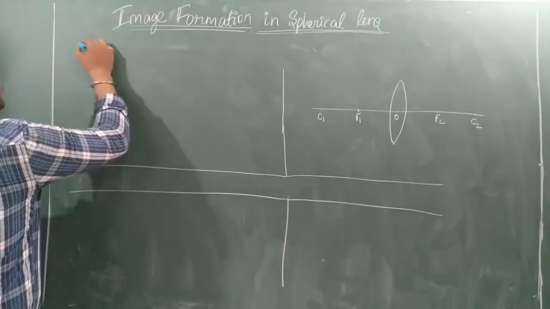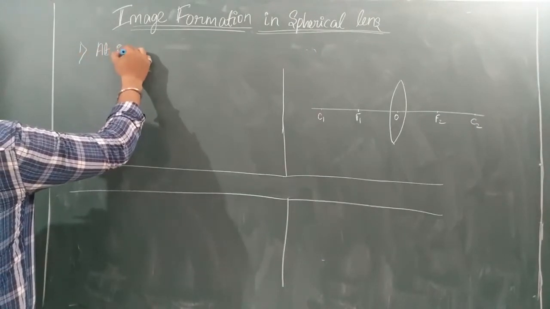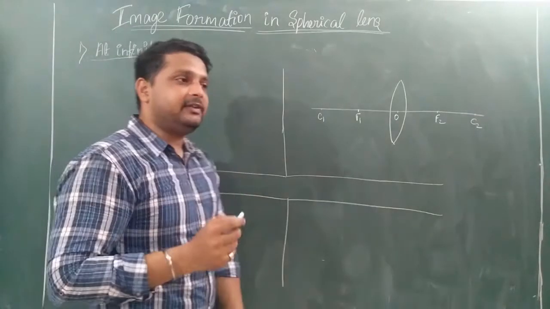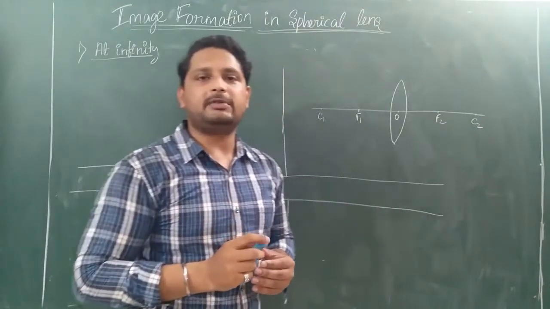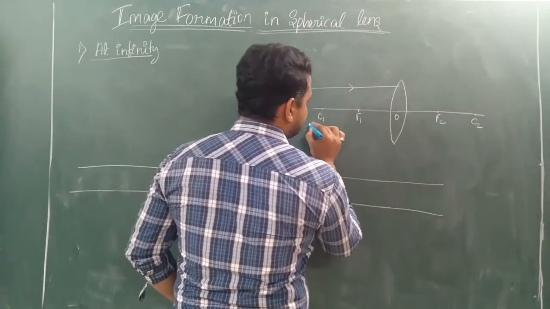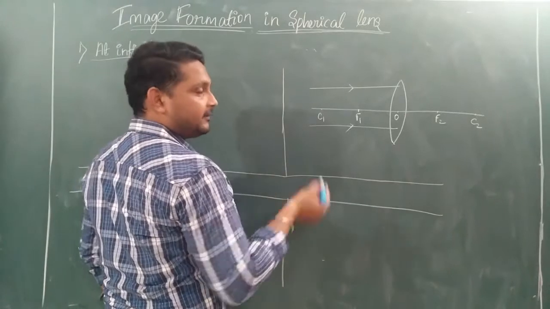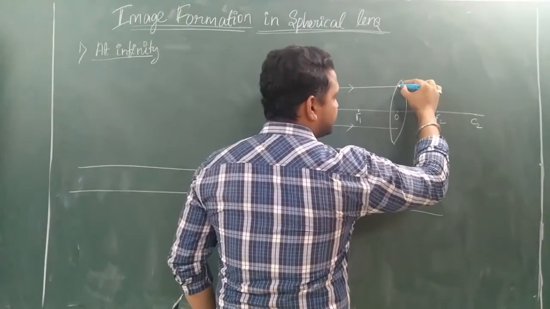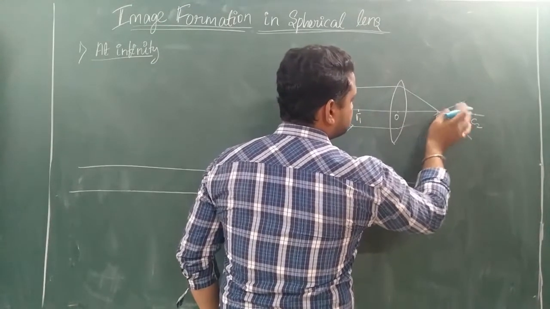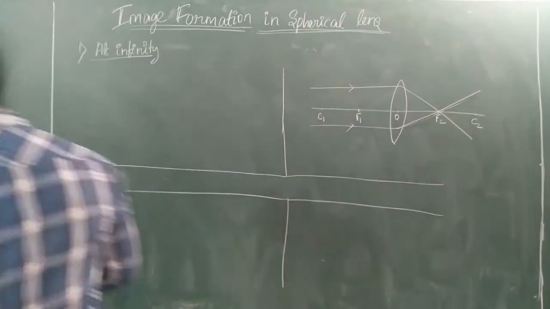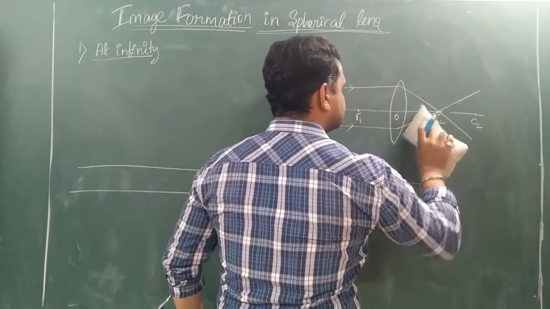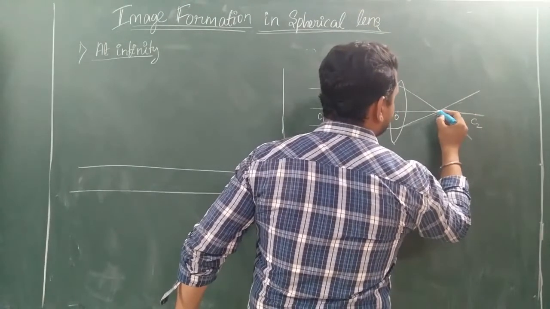Let's see the first case. When the object is at infinity. Okay. When the object is at infinity, the light rays coming from the object will always be parallel to the principal axis. Okay. When the object is at infinity, so these are going to be the incident rays. And we know if the rays are parallel, then after refraction, the emergent rays will intersect at focus F2.